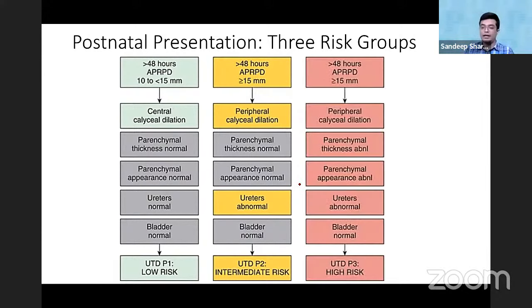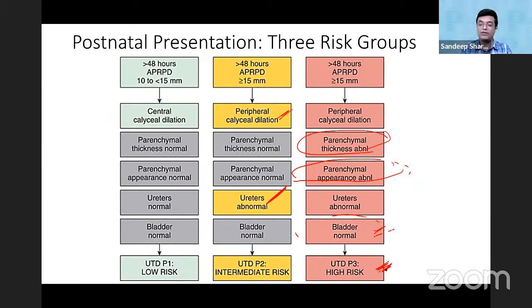Understood? And if it is the same, equal to or more than 15 mm, but along with peripheral calyceal dilatation and ureteral abnormality, there is any one out of these three: either parenchymal thickness is abnormal, or parenchymal appearance is abnormal, or the bladder is abnormal. Bladder normal or abnormal is not mentioned here, but some textbooks also say it. These will be classified as high-risk patients. So presence of parenchymal abnormality with AP-RPD equal to or more than 15 mm will be categorized as high risk. End of the day, you can form generalizations, but some degree of cramming, some degree of rectification is needed in any entrance exam, and that is true for this topic as well.